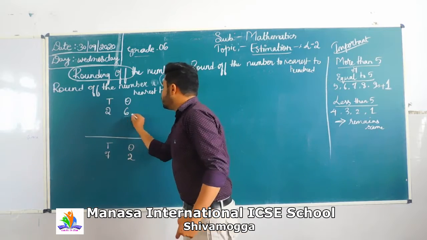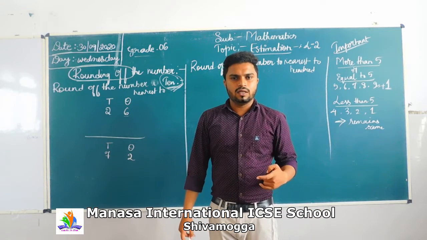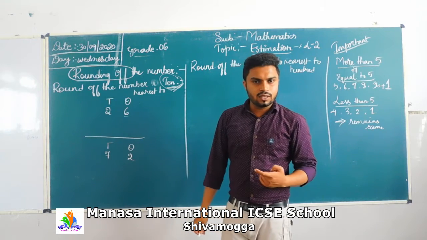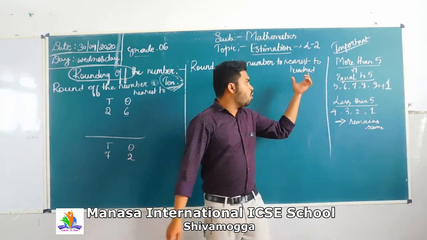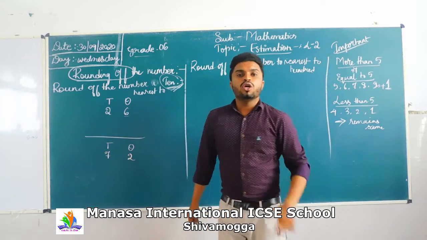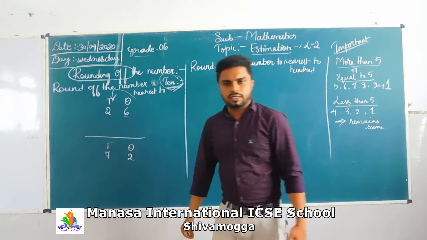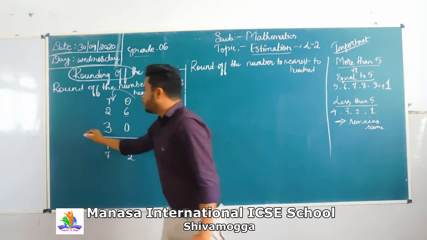What do you have in the 1's place? It is 6. It's more than 5, right? 6 comes after 5, right? So you are going to increase the number in the 10's place. This becomes 3 and this becomes 0. This is your answer.